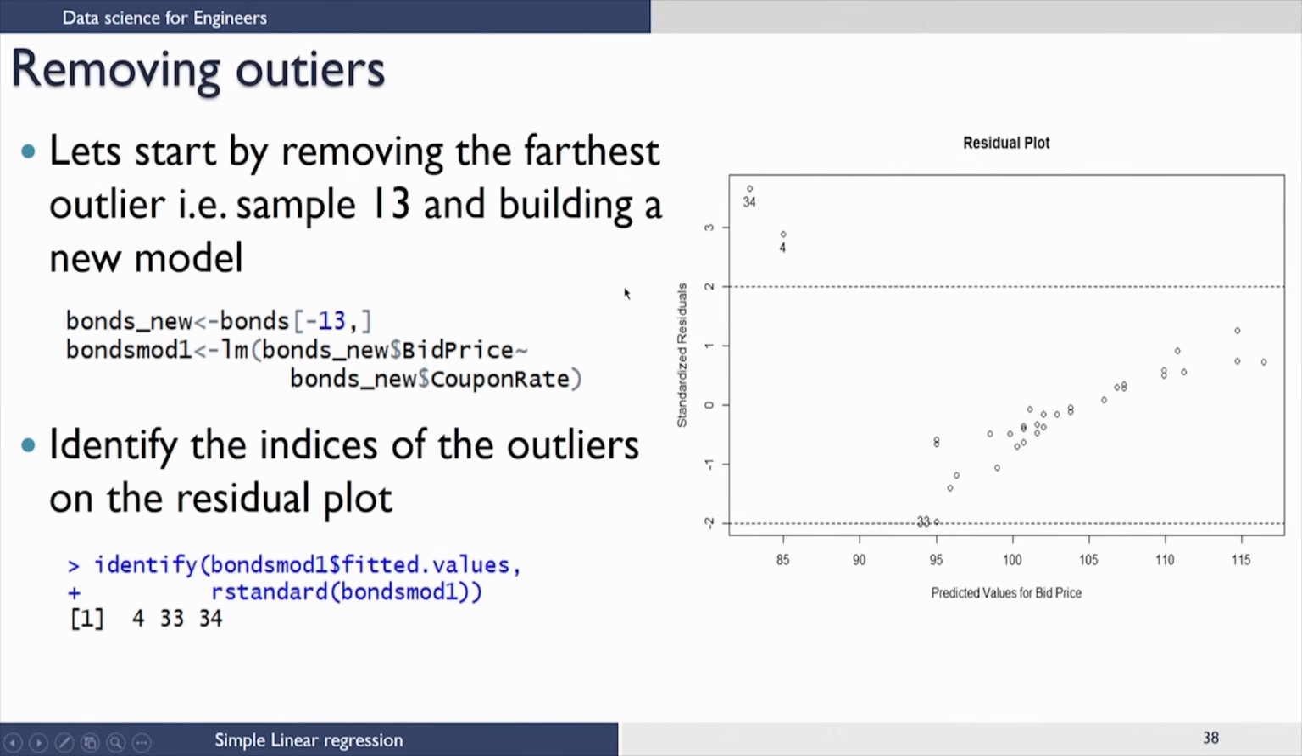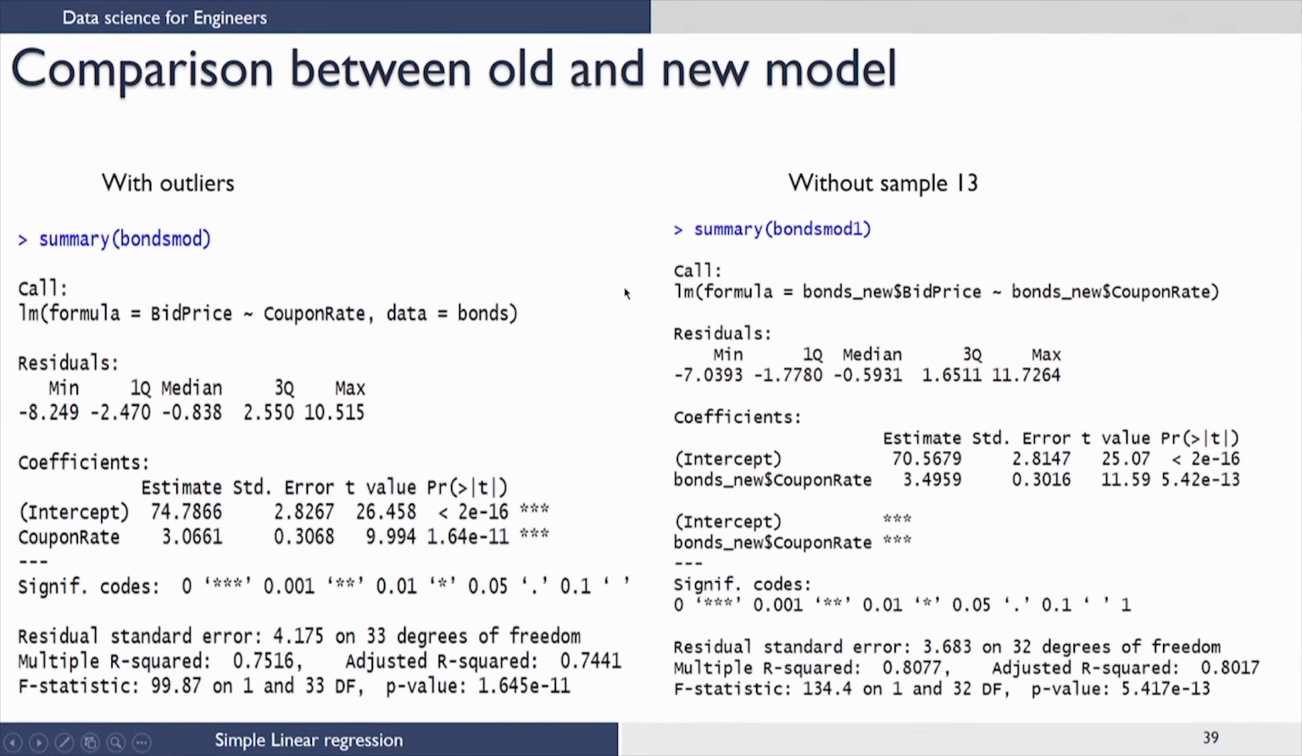Now, after building this new linear model, let us take a look at the summary. On the left is the summary of the old model, bonds mod, that contains all the points. On the right, I have the summary of the new model which does not contain the 13th sample. From the R squared values of the two models, we can see that there is a drastic change by just removing one extreme point. From 0.7516, the R square improves to 0.8077. So, that is quite a drastic change.